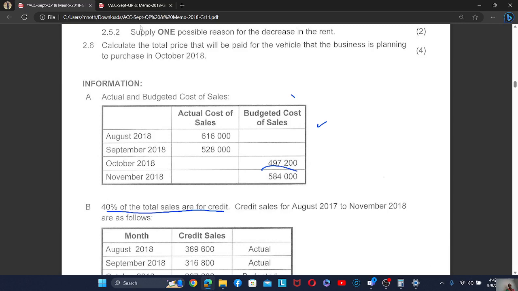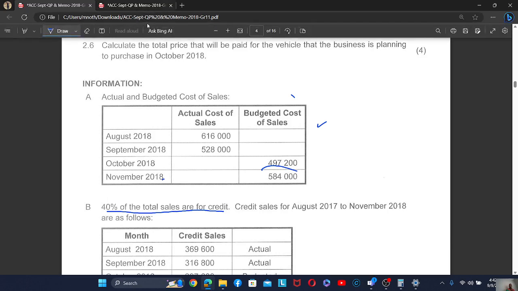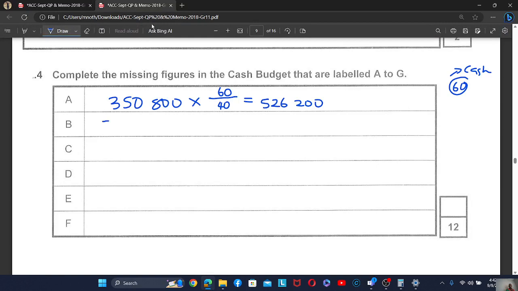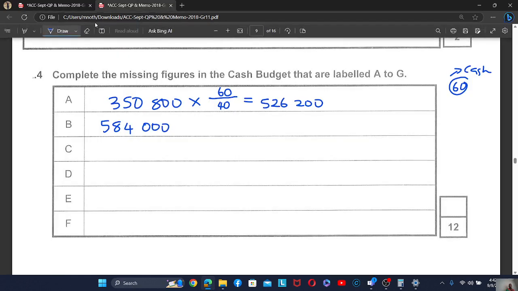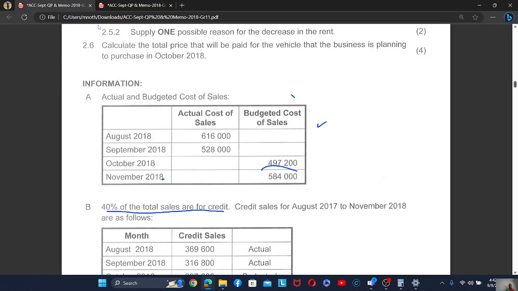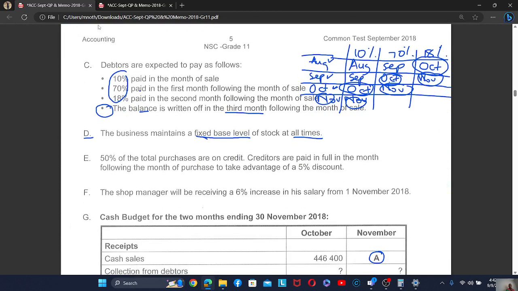So they are saying November 2018, the cost of sales is 584. Remember, we're looking for the cash purchases for November. 584,000. Now, what did they say about the purchases? They said 50% of the total purchases are on credit, right? Meaning that the remaining 50% is for what? Cash.